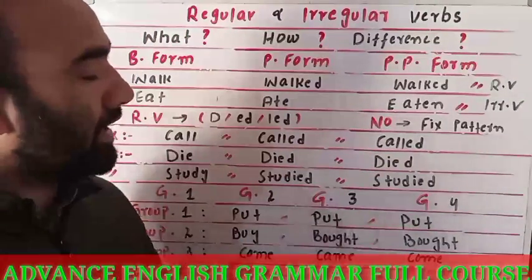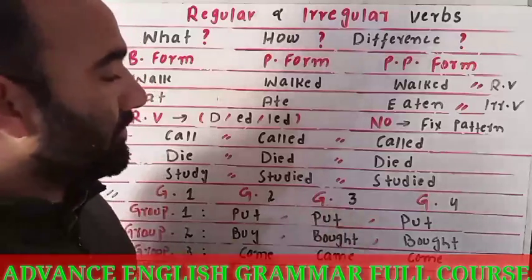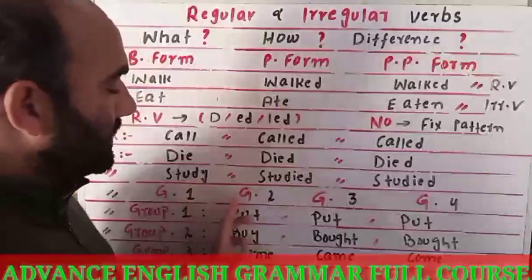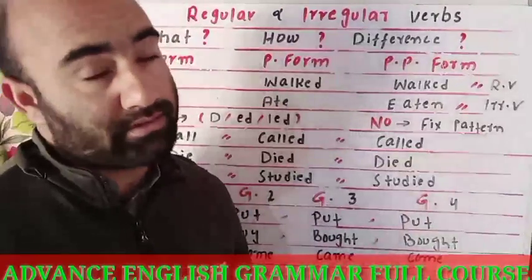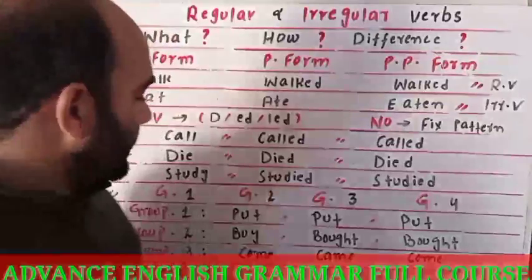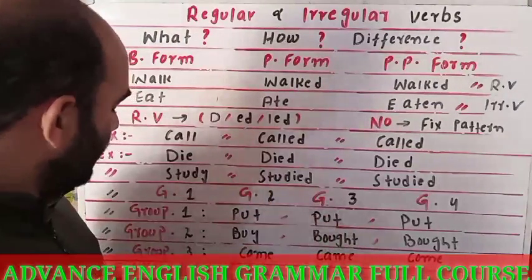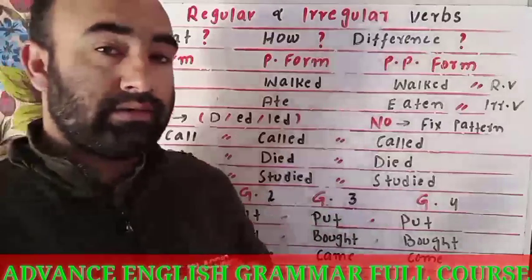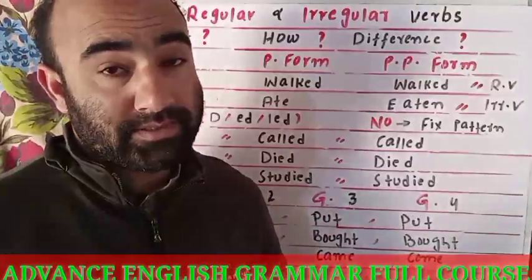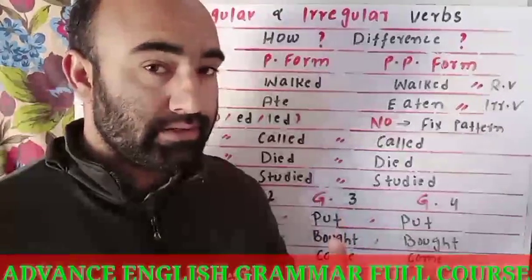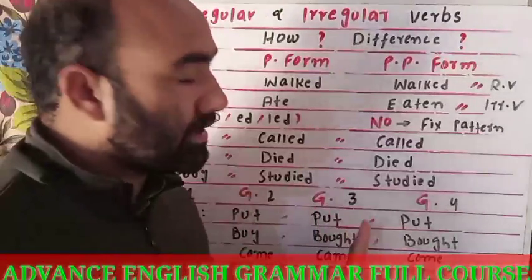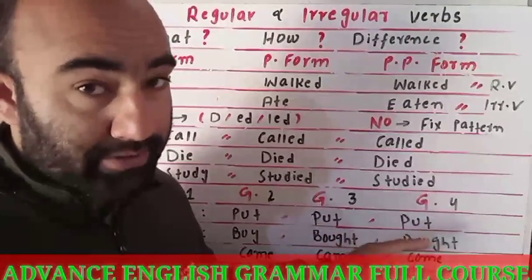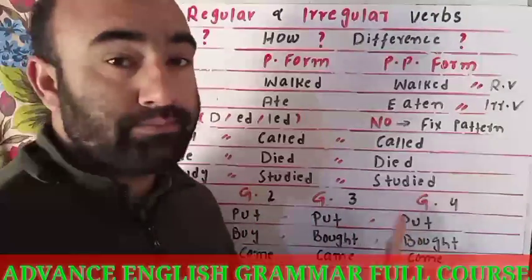Now we are going to talk about the irregular verbs. The irregular verbs we have divided into four groups: first group, second group, third group, and fourth group, right? We will take the first one first. In Group 1, all the forms of the verb are the same. They are similar, for example, put, put, put. These three are the same in pattern.